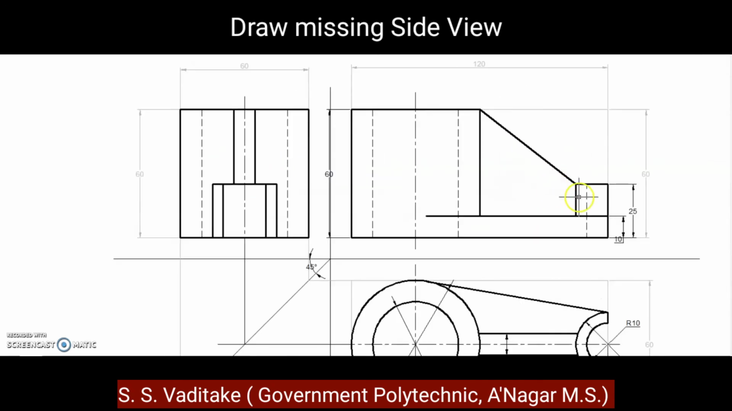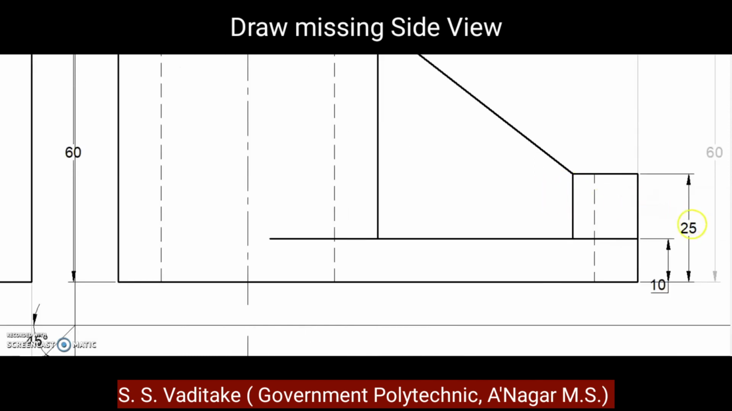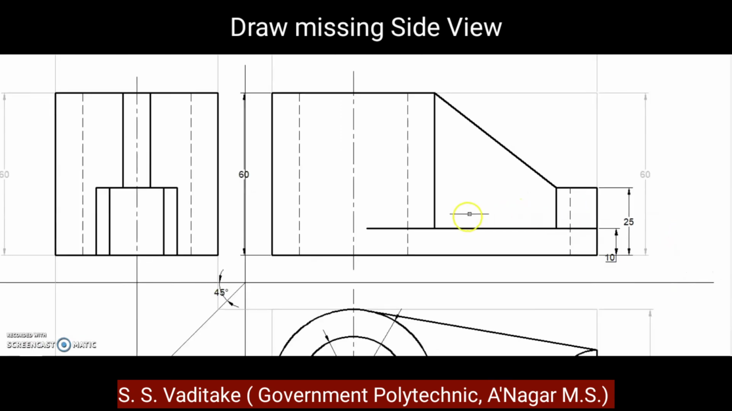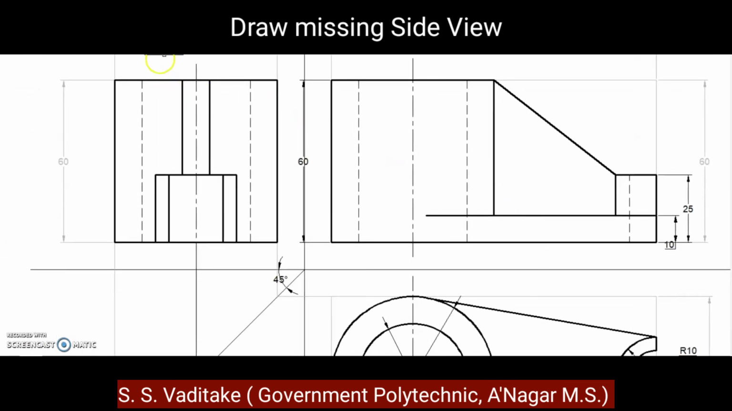Now some portion of this rib is not visible, means this edge we have to show dotted line, and this line is of a 15 millimeter length because this is a 25 minus 10, so this is a 15 millimeter height. So draw the line of a 15 millimeter which will indicate the hidden portion of a rib. So this is shown here.